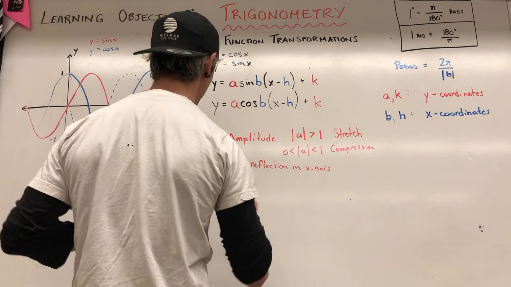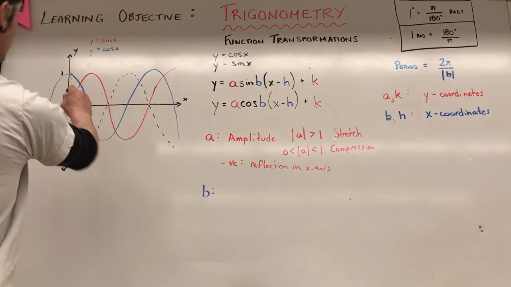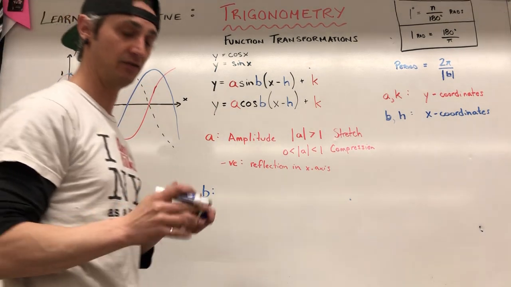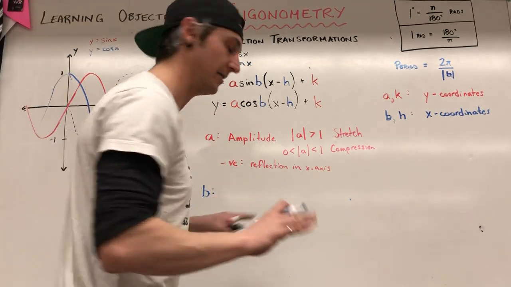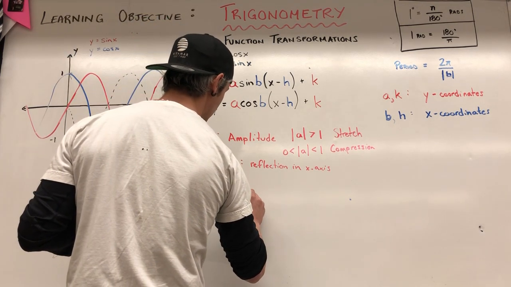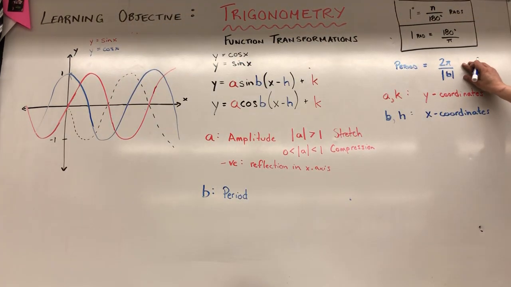B, we know B is dealing with the period, or how long it takes to do one full cycle, where we max out, we hit a min, and we come back to where we started. That's a full cycle. And a full cycle on our baseline functions is 2 pi. So B, now remember, B has an inverse relationship to period. Okay? So if the period is equal to 2 pi divided by b, b is equal to 2 pi divided by the period. Okay, those two are the same.